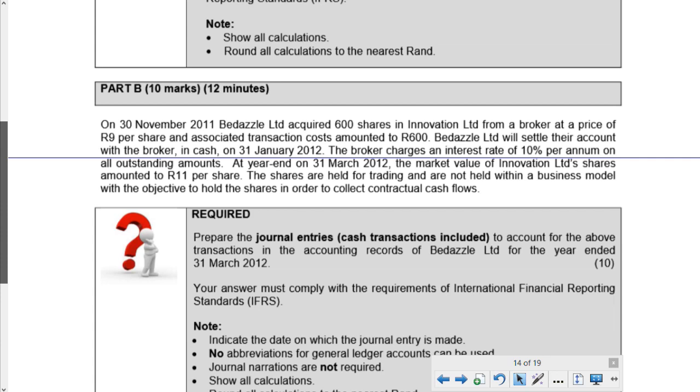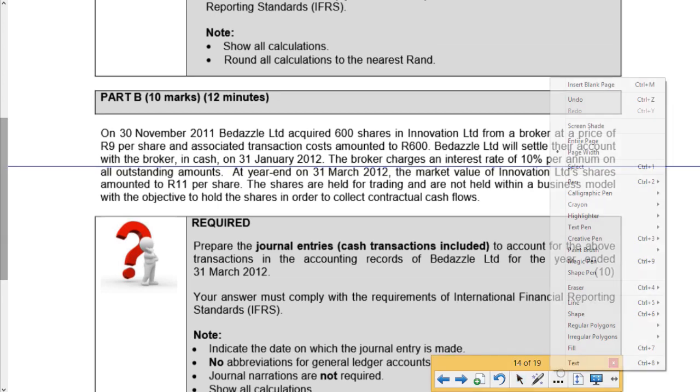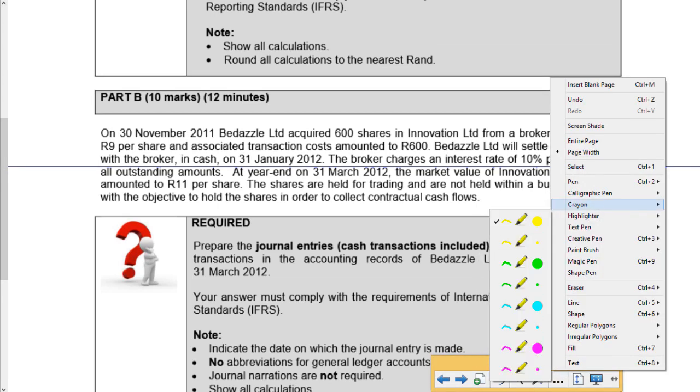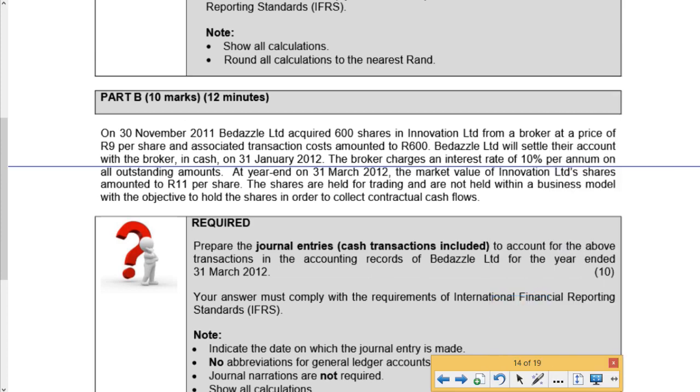And they say to you that Bedazzle bought some shares on the 30th of November. Do your timeline. Yeah, here's your dates. It's important with this section of work to keep track of dates. My year end is March. I bought the shares in November 11. I settled or paid for them in January.